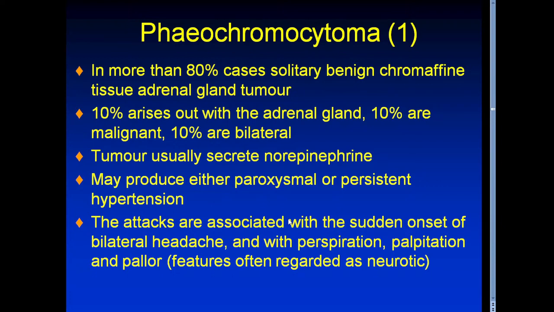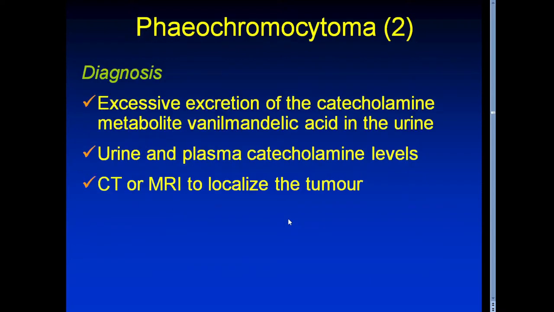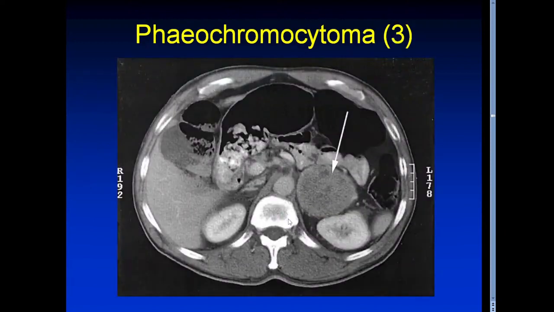Tumor usually secretes norepinephrine, may produce either paroxysmal or persistent hypertension. The attacks are associated with the sudden onset of bilateral headache and with perspiration, palpitation, and pallor, features often regarded as neurotic. Diagnosis: excessive excretion of the catecholamine metabolite vanillylmandelic acid in the urine, urine and plasma catecholamine levels, CT or MRI to localize tumor. This is pheochromocytoma on CT scan.